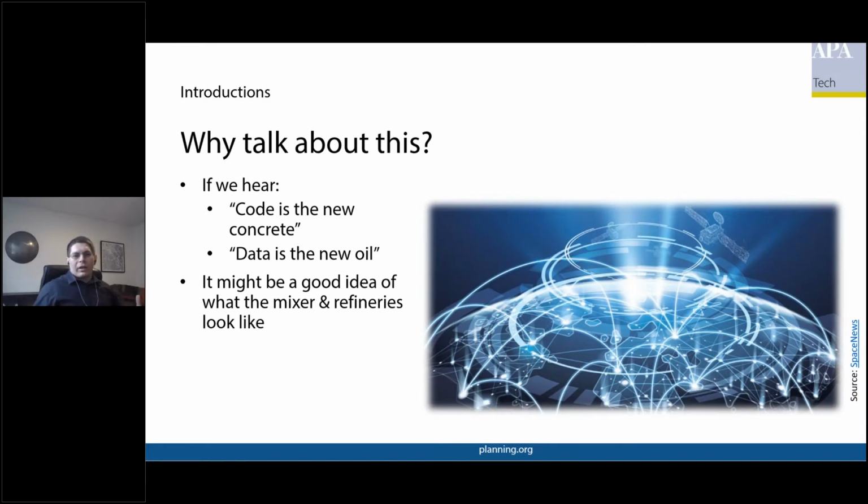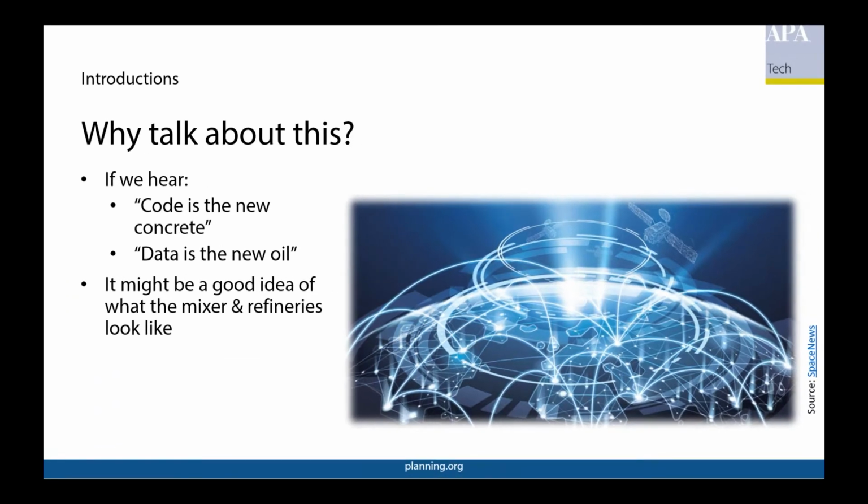So why talk about this? If we hear code is the new concrete or data is the new oil, it might be a good idea to understand what the mixer and refineries look like. It's not a super controversial thing to say, but tools like Git are used to enhance collaboration across open source software communities, and all of us likely use software that is managed using Git or GitHub. As a resource, GitHub enables us to avoid reinventing the wheel when we look at how we can solve a civic problem. And in addition, planners have an opportunity to engage with technologists and inform their work if they feel comfortable reaching out and asking questions that are relevant to their communities and needs.